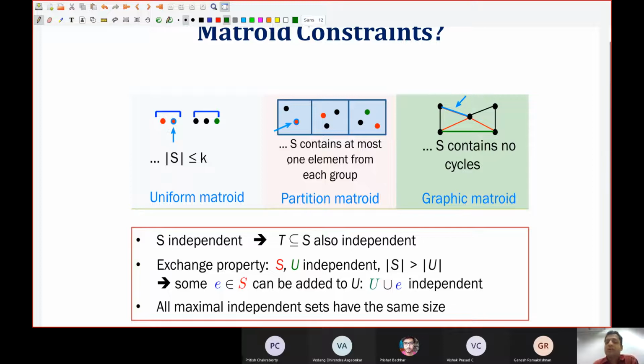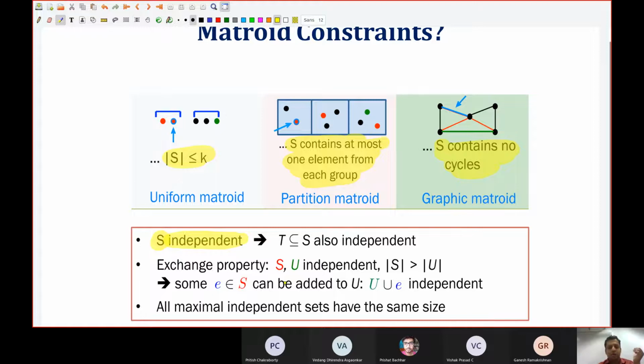Or a graphic matroid is one where the S. So the notion of independence has been already defined here. Okay. Here we are saying in the case of uniform matroid, S is independent if S size is less than or equal to K. If S contains at most one element from each group, then again we call S independent. Right? In the case of graphic matroids, S contains no cycles, then S is called independent. In terms of edge, so it's a set element. The elements are the edges here. Here the elements are the points.